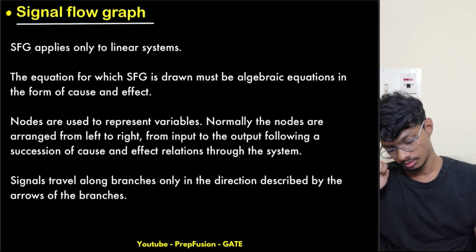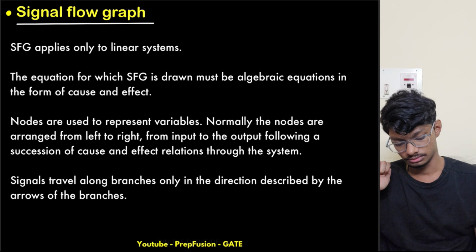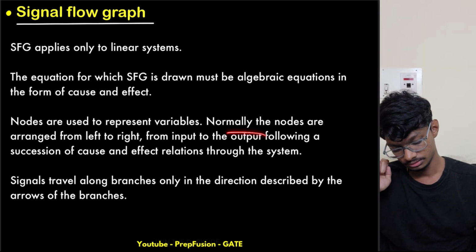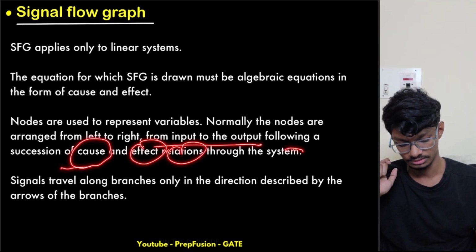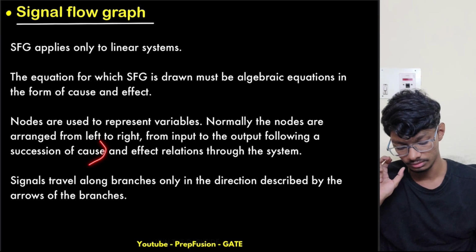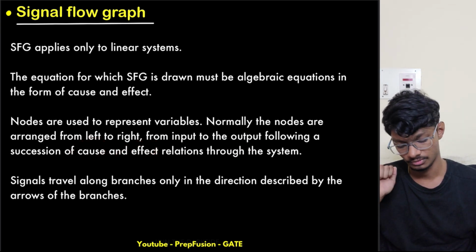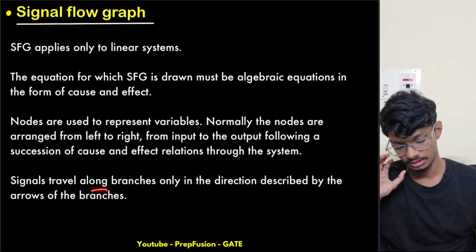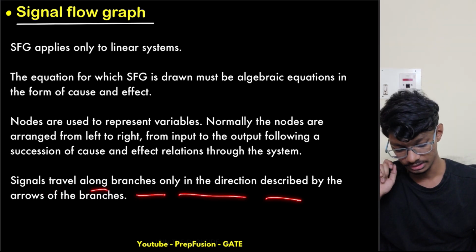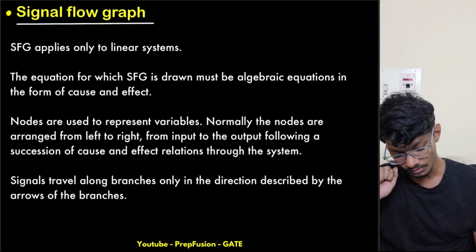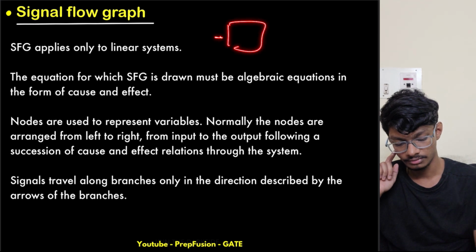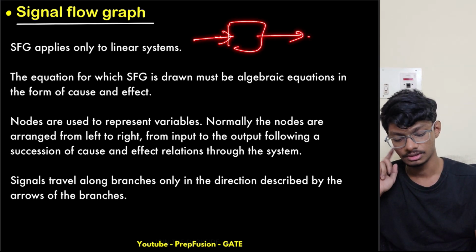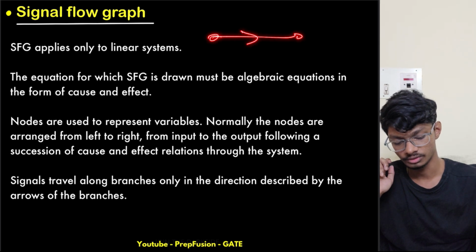Also, these signals go from input to output following a succession of cause and effect relations through the system. Signals travel along branches only in the direction described by the arrows of the branches, right? What do you mean by that? There is a signal. In a block diagram, how do you show the signal flow? Like this, arrows. But in a signal flow graph, I will show it like this. The arrow will be like this, so the signal will flow from here to here.